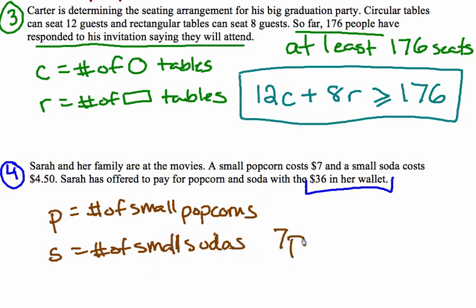So 7P is going to be the cost of all the small popcorns she buys, plus 4.50S is going to be the cost of the sodas she buys, and this all has to be less than or equal to $36. She can't spend more than $36.